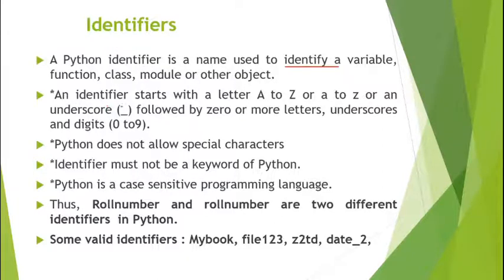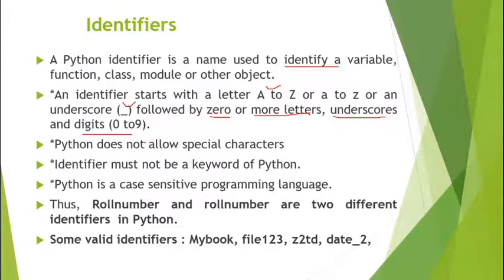An identifier must start with a letter, capital A to Z or small a to z, or an underscore. No numbers can be used at the starting point of an identifier. It can be followed by zero or more letters, underscores or digits.